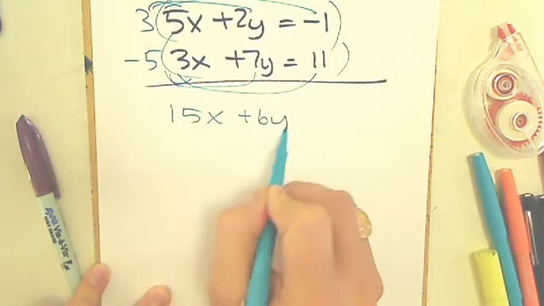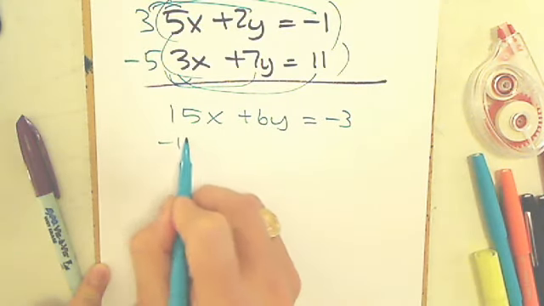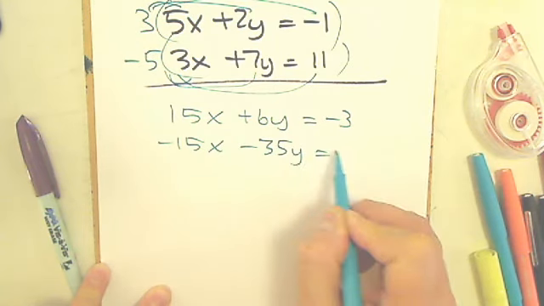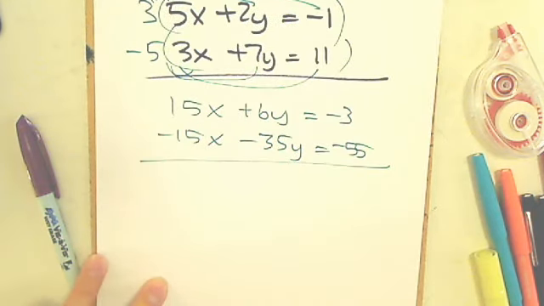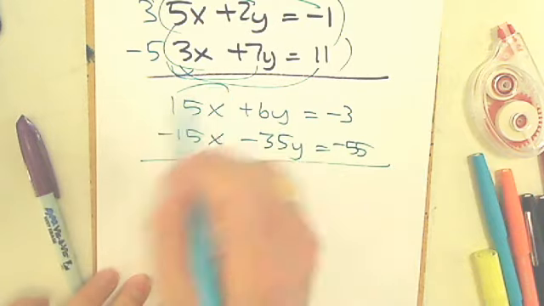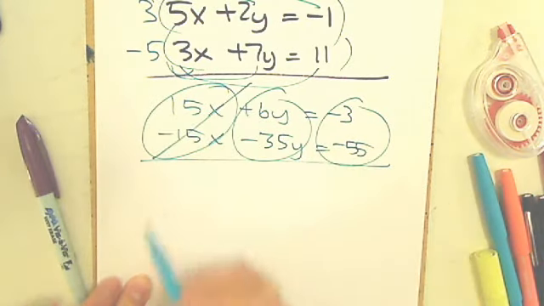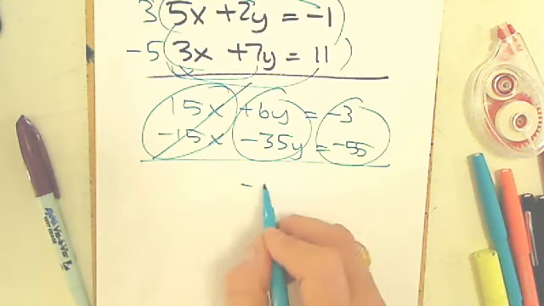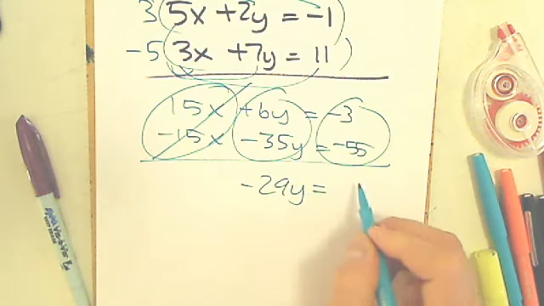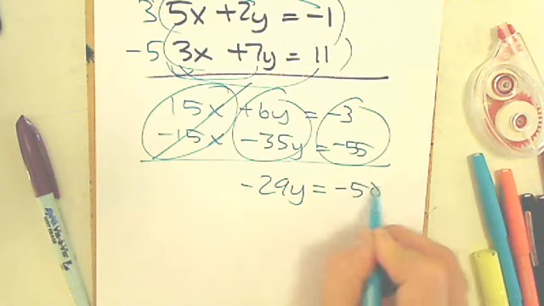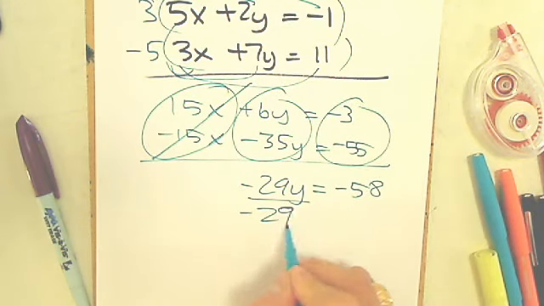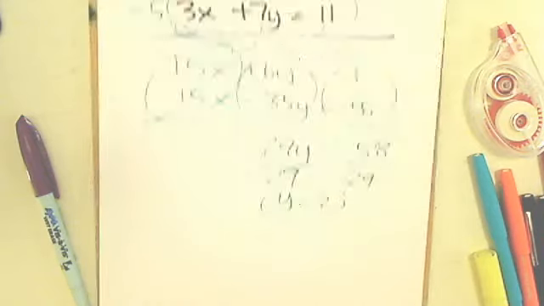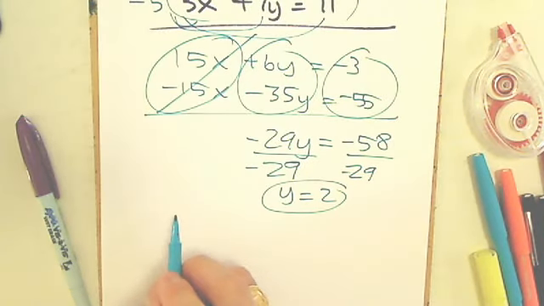So if I continue here, 15x plus 6y equals negative 3. Negative 15x minus 35y equals negative 55. I'm able to eliminate the x's. Those go away. Negative 35 plus 6 is negative 29, and negative 58. What number is that? Y is 2. It all comes down to 2. And then substitute back in.